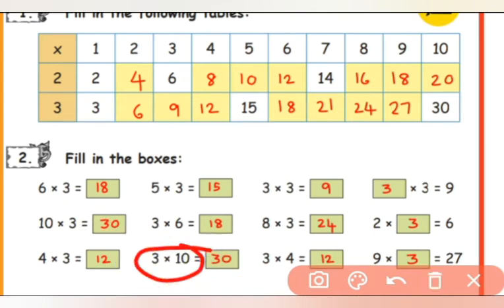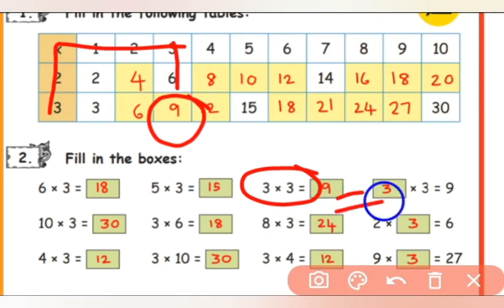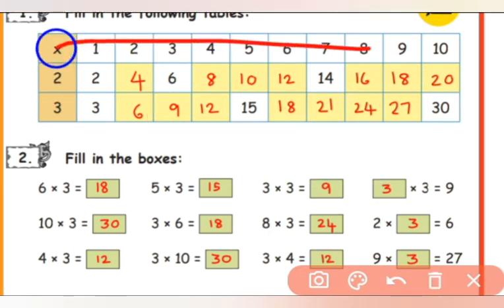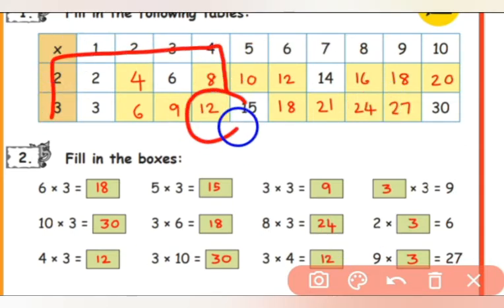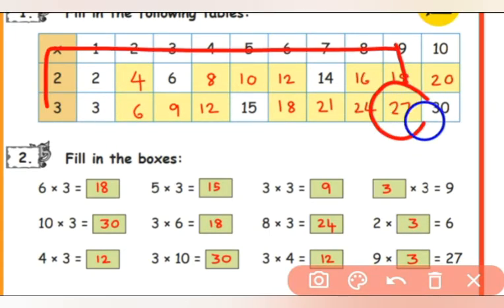See, if you write these two in reverse, you get the same answer. Next, 3 into 3 is equal to 9. Next, 8 into 3 is equal to 24. Next, 3 into 4 is equal to 12. Next, 3 into 3 is equal to 9. 2 into 3 is equal to 6. Next, see 9 into 3 is equal to 27.